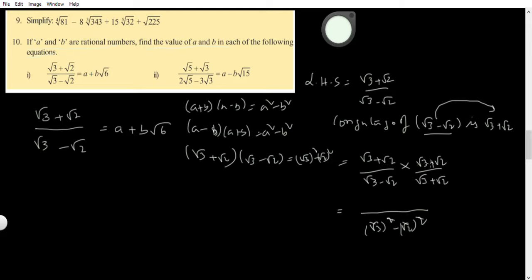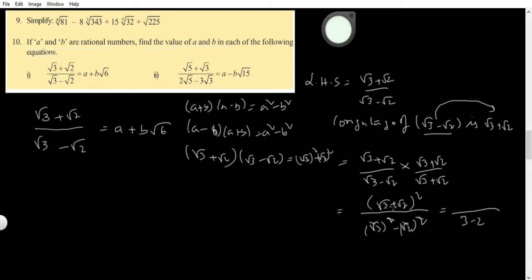The numerator is repeated here. See, root 3 plus root 2 appears two times in multiplication. We can write (root 3 plus root 2) whole square directly, just like a times a is a square. Now coming to the denominator, this is 3 minus 2, that's all.